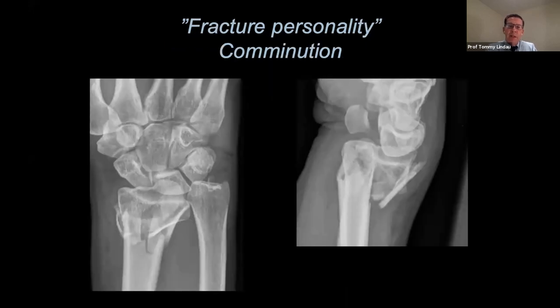The fracture personality can also be the amount of comminution, whether comminution is more palmar, dorsal, intra-articular, going into the distal radial joint. And that is something we all need to look at and take a critical view at in order to know how to manage that individual.